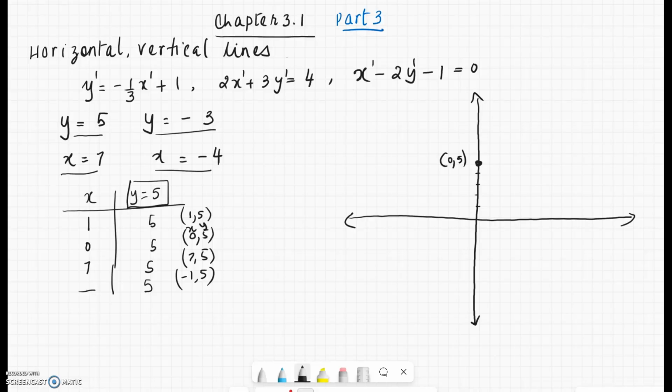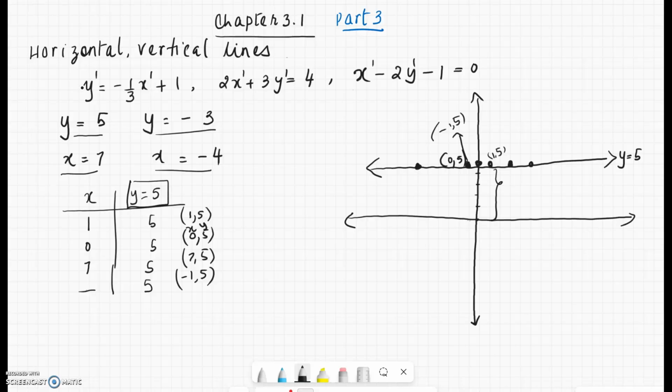Let's look at negative 1, 5, and 1, 5. So this is 1, 5. This is negative 1, 5. Remember that the y is always going to be equal to 5. The heights of these points will always be 5, no matter what x is. Now, if I join these points with a line, what I get is a horizontal line. What's constant throughout is the y coordinate of any of the points that sit on the line. So it sits 5 units above the x-axis, and that is the line y equals 5.